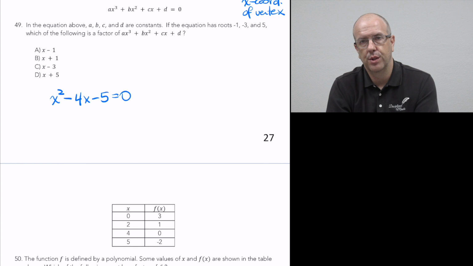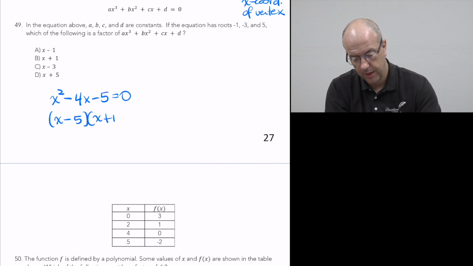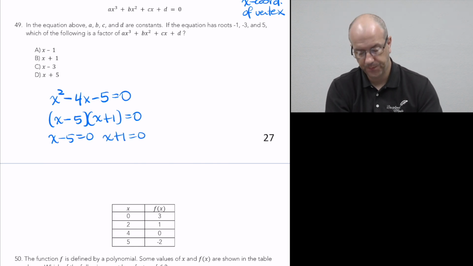So let's say I give you this polynomial and I say it's equal to 0, and I want you to solve. I want you to find the roots or the solutions to this equation. You would factor this into x minus 5 times x plus 1, and then you would set each of these things equal to 0 because of the zero product property, and then you would get x is equal to 5 and x is equal to negative 1, right?